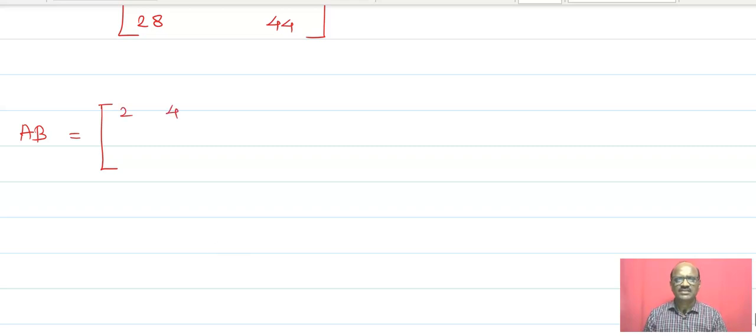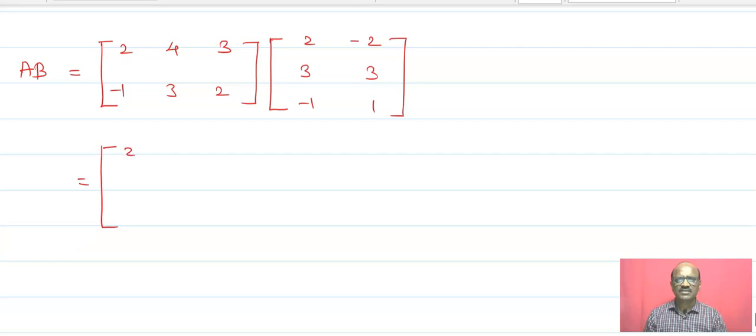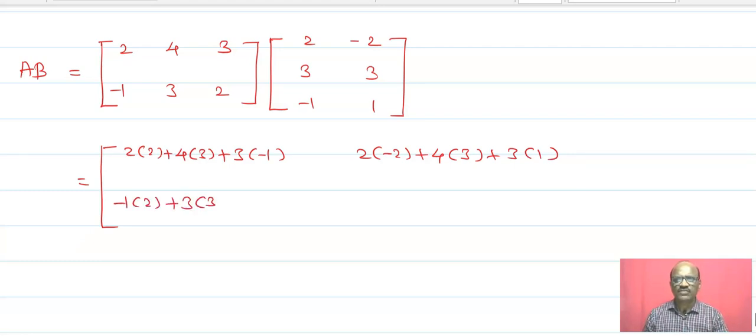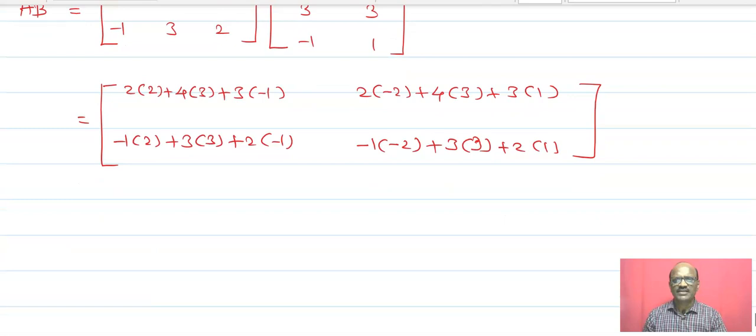Now next is 2, 4, 3, minus 1, 3, 2, 2 minus 2, 3, 3, minus 1, 1. Now see this, their multiplication. First row, second row, first column, second row, second column, their multiplication is carried out in this way. Now we will add it.